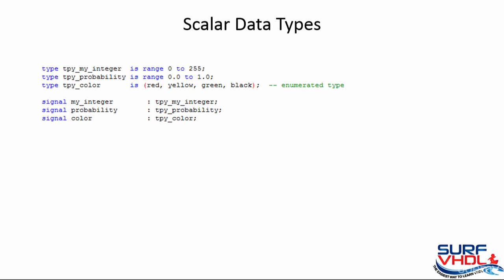Here is an example of signal assignment. Assigning 10 to my integer, 0.3 to probability, and red to color.